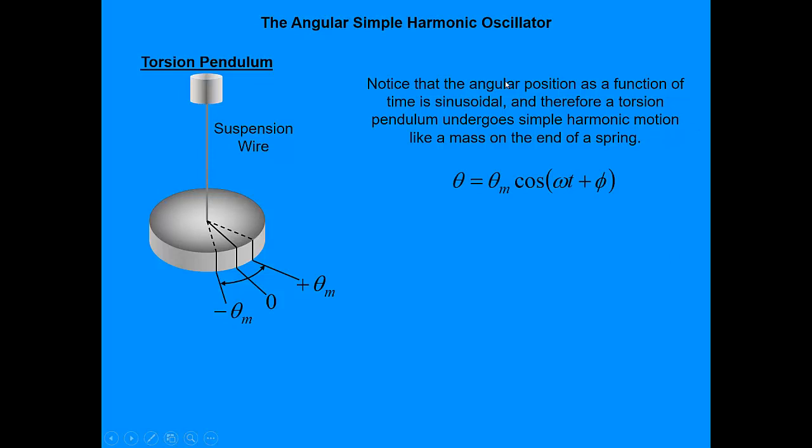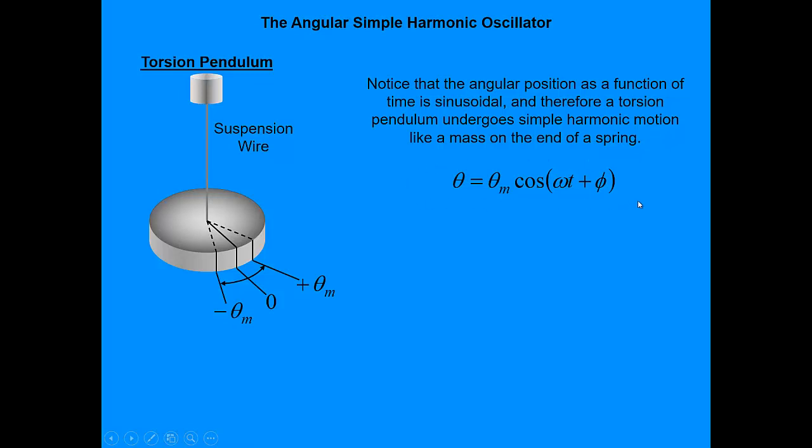First off, this would be the function we would use to describe the angular position. Notice we're using theta. Theta sub m is the amplitude again, the maximum distance from the equilibrium position, although again, it's an angular position. Omega is still the angular frequency, t is still the time, and phi is still the phase angle or phase constant, where you start from, basically. So notice this is the cosine function that we use for simple harmonic motion.